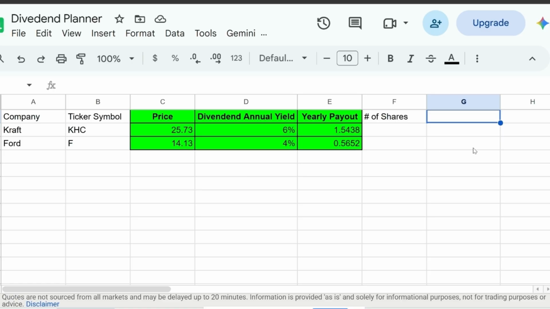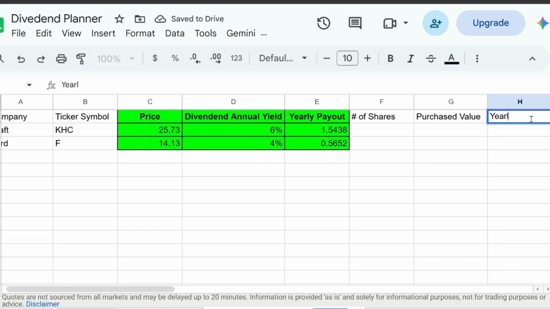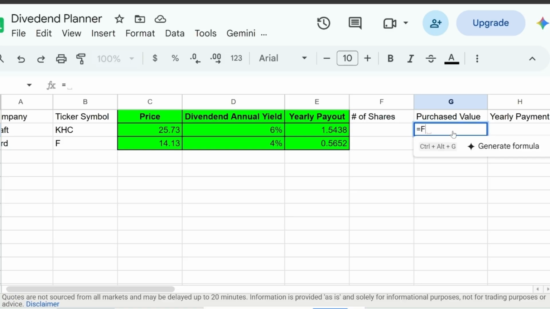Column G is going to be purchase value. And then column H is going to be yearly payment. All right, now we're going to start with column G, purchase value. And what we're going to do is we're going to take F2 and multiply it by C2 equals.